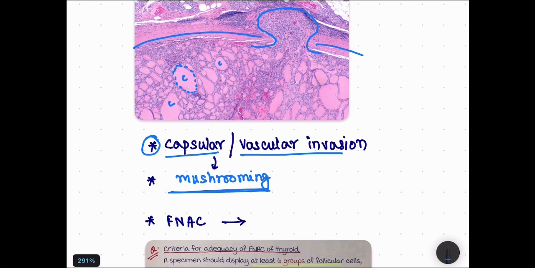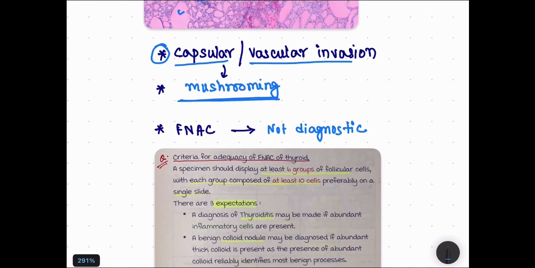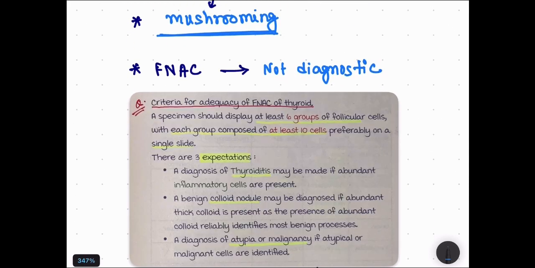So FNAC, as I told you, is not diagnostic. What is the criteria for having an adequate sample for FNAC? You have to remember this. The adequacy of FNAC is that a specimen should have 6 groups of follicular cells, and each group should have at least 10 cells, preferably on a single slide.